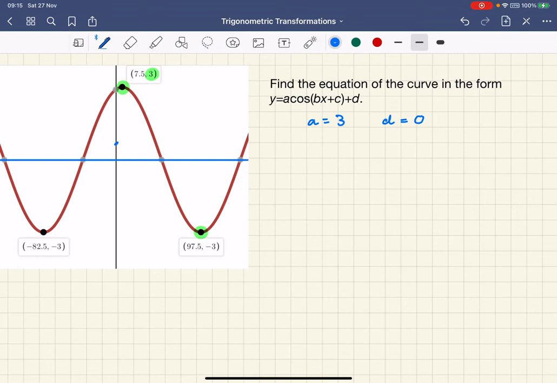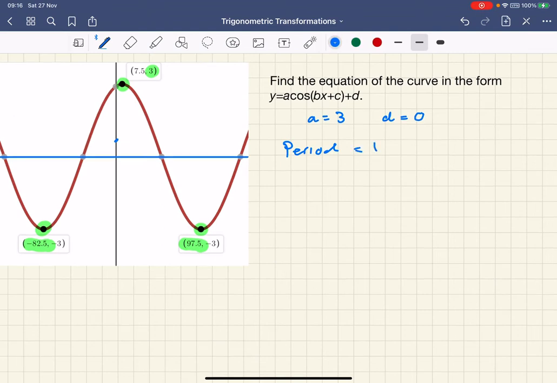So now I'm going to work out B, and this all comes from the period. So the period of this graph is from this point here, which is minus 82.5, up to 97.5. Now if I add those two together, it gives me a period equal to 180. So I take my 360, which is my base period, I divide it by B and I get 180. So I can work out that B is 2.